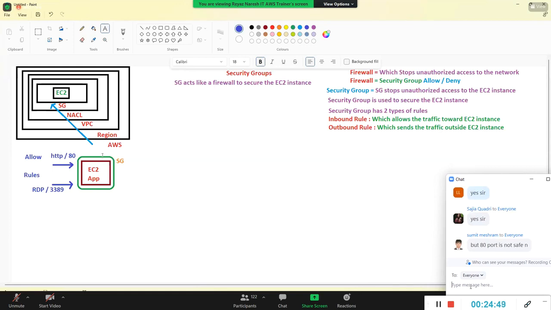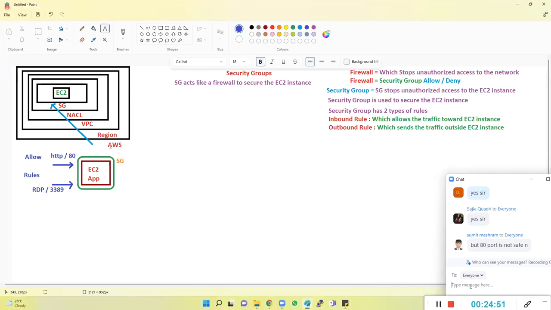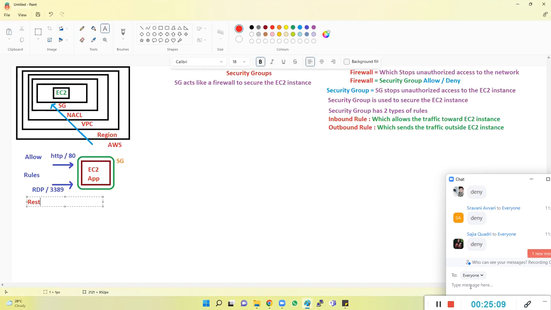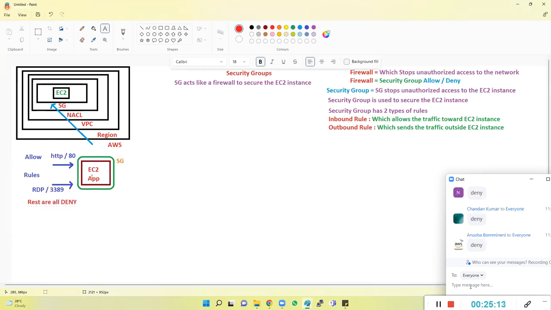I'm giving examples, Sumit. You have to understand, I'm not setting up the real-time environment here. So only HTTP and RDP are allowed as inbound rules, and the rest of the protocols, everything else, are denied. So guys, remember, by default inbound rules are denied.